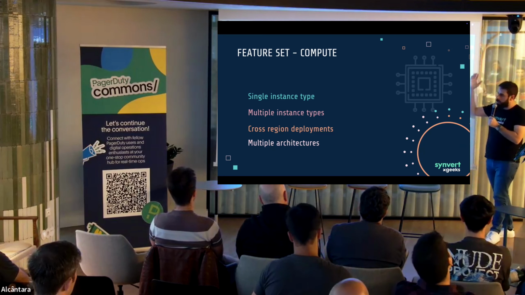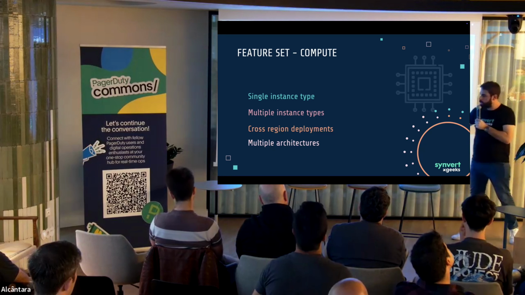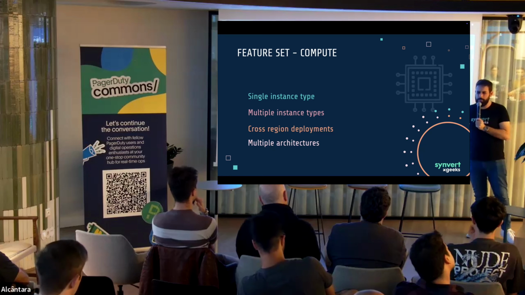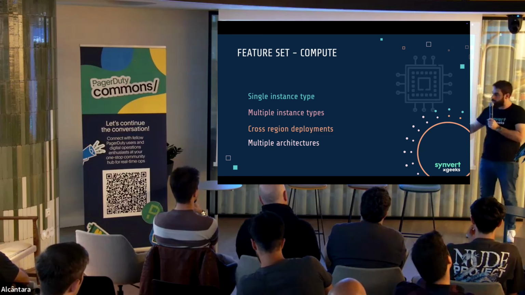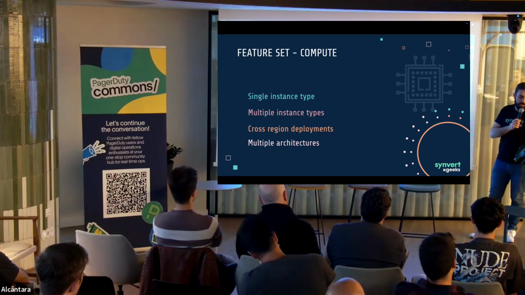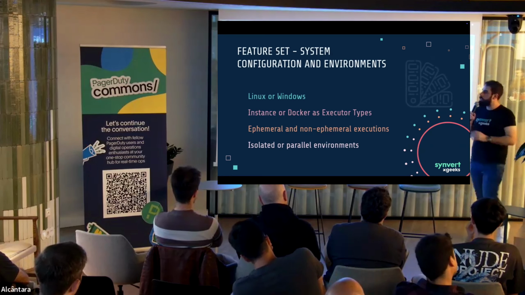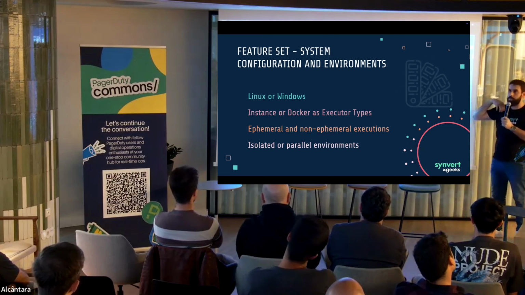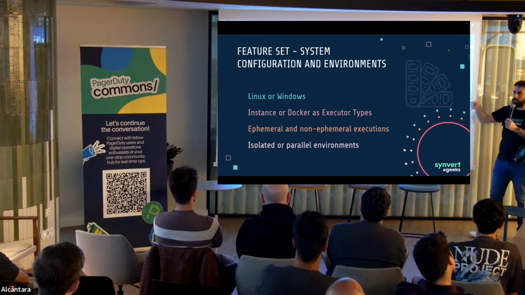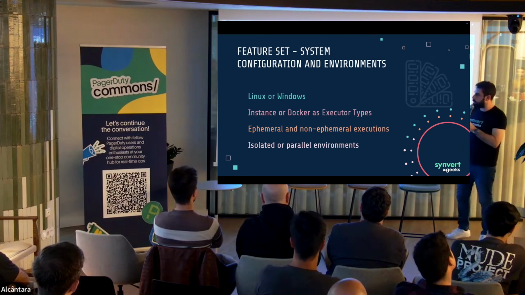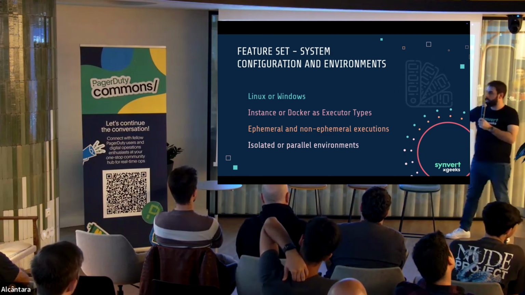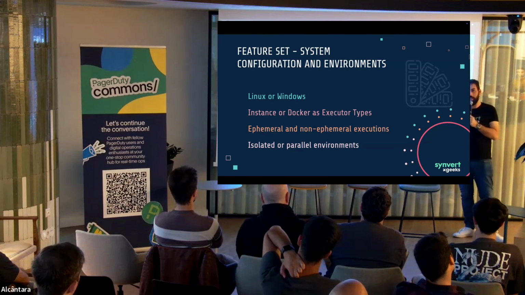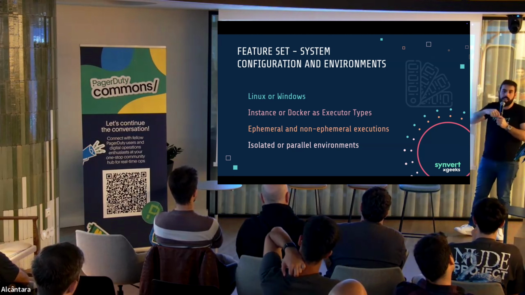Cross-region deployments. So yeah, we are present in two regions so far. Multiple architectures: nowadays we are provisioning x86 and ARM-based instances. In terms of configuration, as I mentioned, they can select between Windows and Linux. For Windows, we have 2 versions, and for Linux exactly the same, 2 versions. They can have multiple executor types, instance and Docker autoscaler. With instance, what I said, an instance is spun up and the pipeline runs in the context of the instance, like an SSH command.